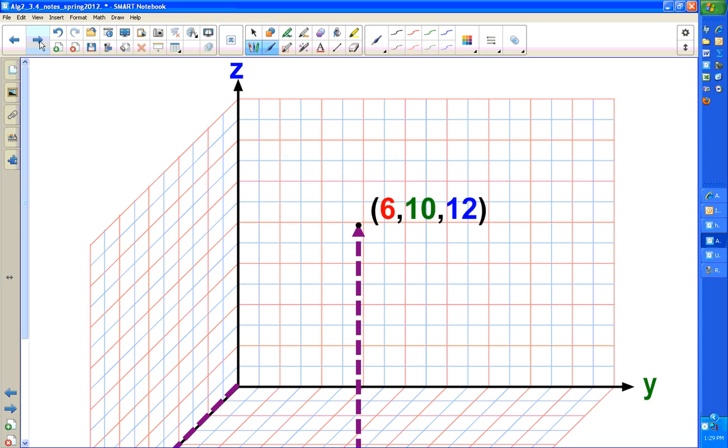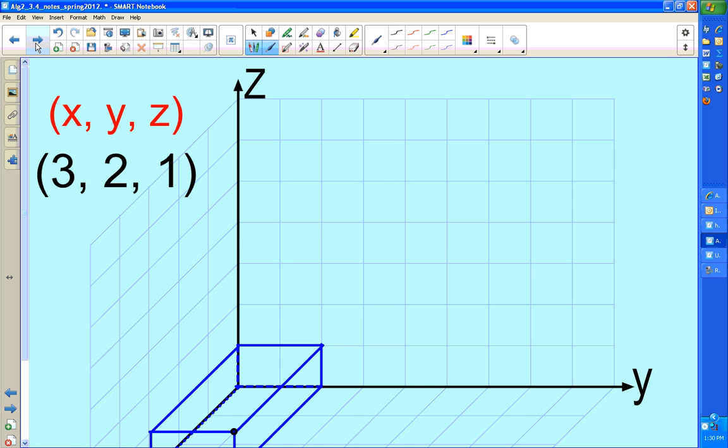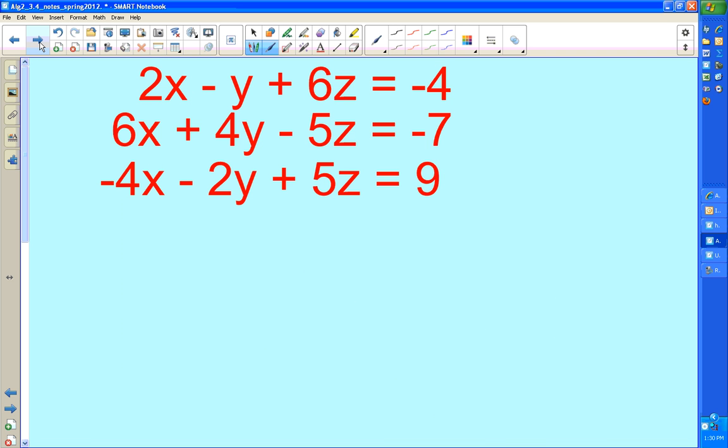Okay? That's a 2-dimensional representation of the point 6, 10, 12, where you start here, you come out 6, you go right 10, and up 12. It's very hard to show a point in space on a 2-dimensional plane. You don't have to worry about that. This is called the box way to show that. Again, you don't have to worry about it.